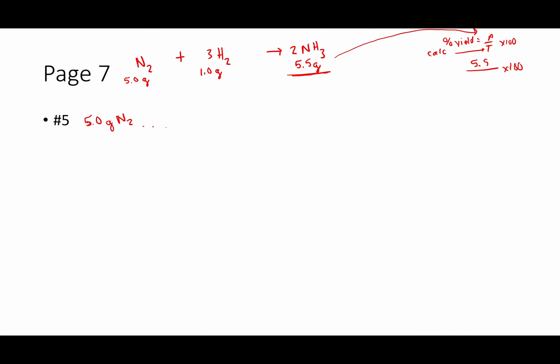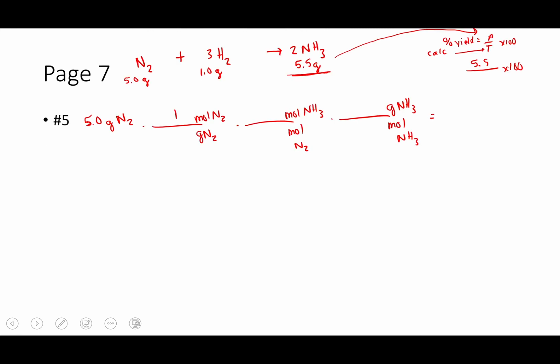5.0 grams of N2, grams of nitrogen gas to moles of nitrogen gas, moles of nitrogen gas. I'm going to go to moles of NH3, that's the product, moles of NH3 to grams of NH3. Okay, so 1 mole is going to be the same thing as 28.02 grams. My mole to mole ratio is going to be 2 over 1. And then my gram to mole ratio here, 1 and 17.04. So I plug and chug. 5 divided by 28.02 times 2 times 17.04. And that gives me, I need 2 sig figs, so 6.1 grams of NH3.